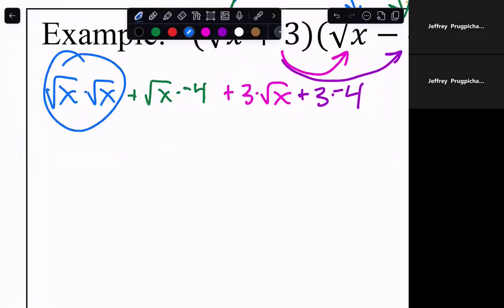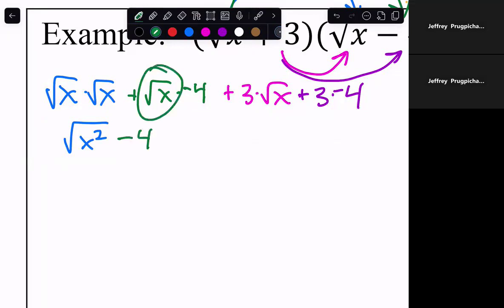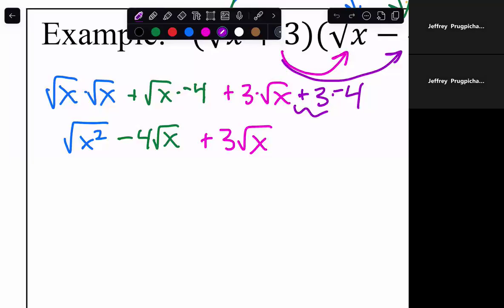First over here, in front, invisible 1 times invisible 1 is still invisible 1. And on the inside, x times x is x squared. Move on. You've got invisible 1 times -4 is -4. And the radical has nothing affecting it, so it just stays. Here, you've got +3 times invisible 1 is still +3. And the radical x has nothing affecting it, so it stays. And at the end, you've got +3 times -4, which is -12.